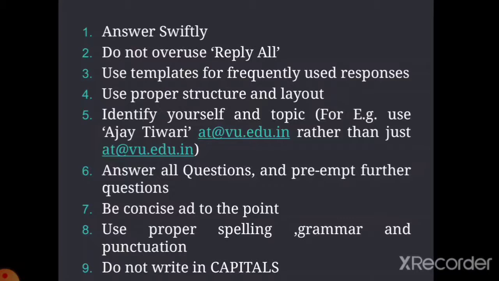Second, do not overuse reply all. Okay, you can find that there is an option there, reply all. Suppose you have mailed to many persons at a time. Then there is a query from one of the persons, then you should not do reply all. You should reply to him or her only. But if it is necessary that your answer will give knowledge to all the persons with whom you have mailed, then you can use reply all. Because it disturbs all. If one is having a query, then you can answer him or her. But all are not having a query, so there is no need of reply all.